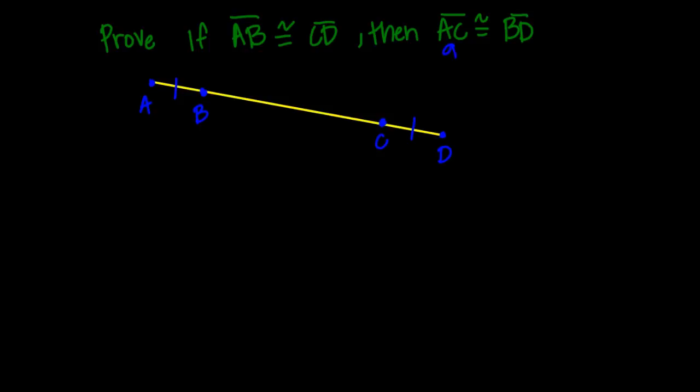And then this is my goal. This is where I want to get to. So I have the given: the hypothesis of the statement is the given, and the conclusion is my goal. That's what I want to get to. That's my last line that I want to see. All right, so let's go ahead and make our 2-column proof here.